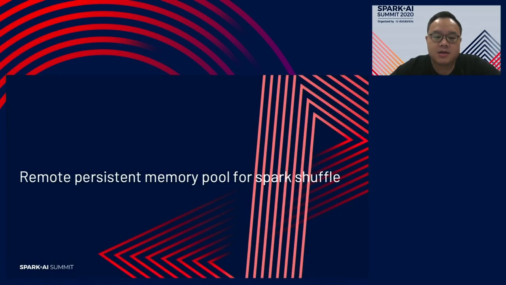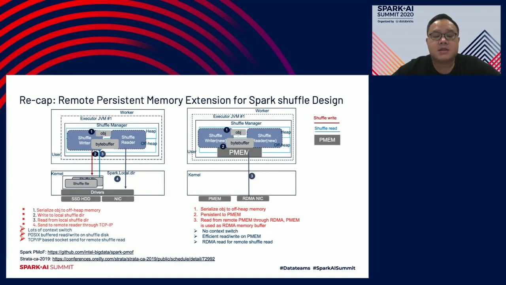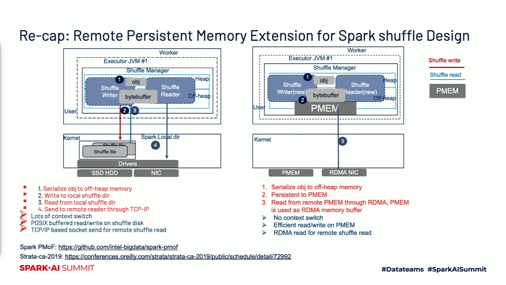Okay, let's start to look at the remote persistent memory pool for Spark Shuffle. Let's recap the first phase of this work. The left picture is the original Spark Shuffle, where a job serializes the object to off-heap memory, and then it will write that to a local shuffle directory through the file system.